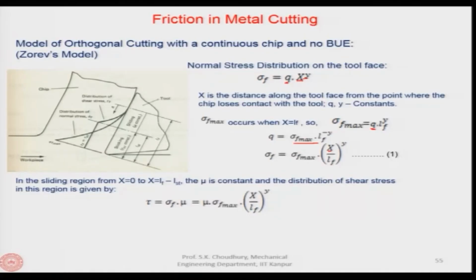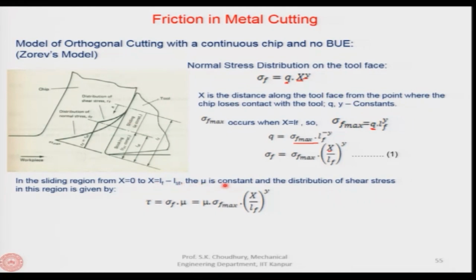Now, in the sliding region, what happens? In this region, the sliding region, from x equal to 0 to x equal to LF minus LST. Okay. So, x equal to 0 here and x equal to LF minus LST, as I said, LF minus LST.